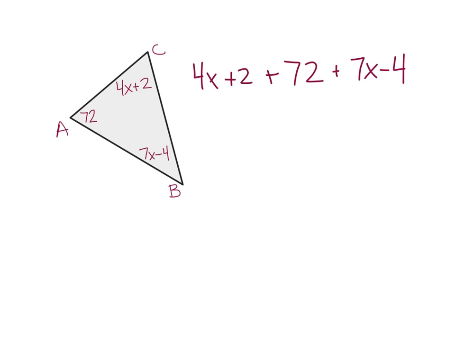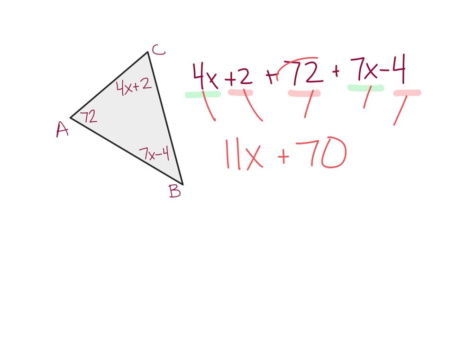Now we are going to collect like terms here just to simplify the process. So we have 4x and 7x. They'll get collected together. And then we have 2, 72, and negative 4. Let's start with our x. This 4x and this 7x is going to combine to make 11x. Then my 2, my 72, and my negative 4 is going to combine to make 70. 72 and 2 makes 74. Take away 4. Now I'm left with this 70.